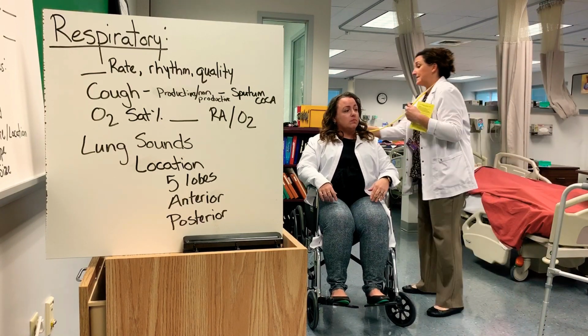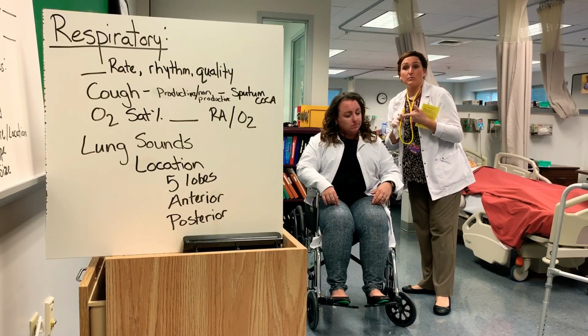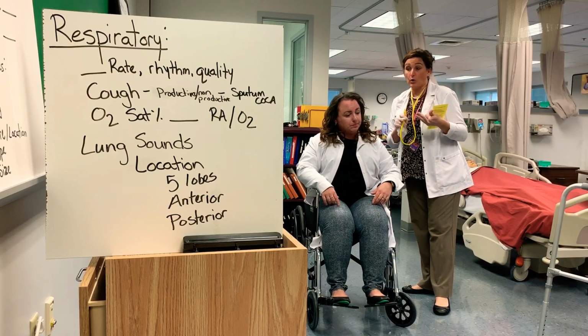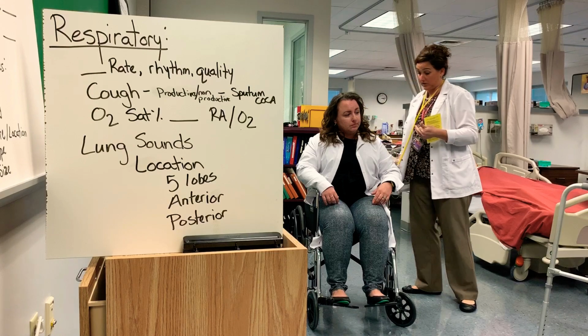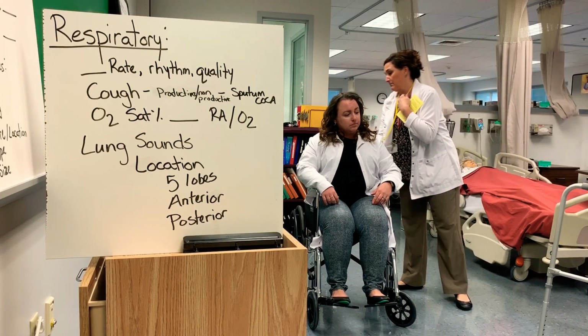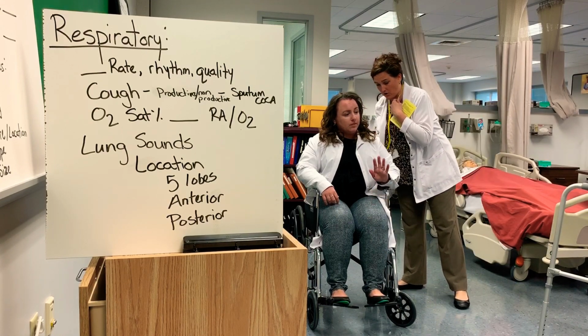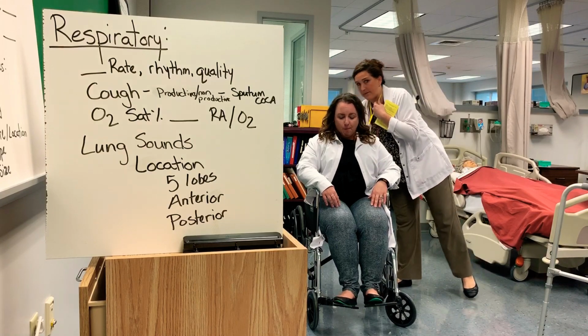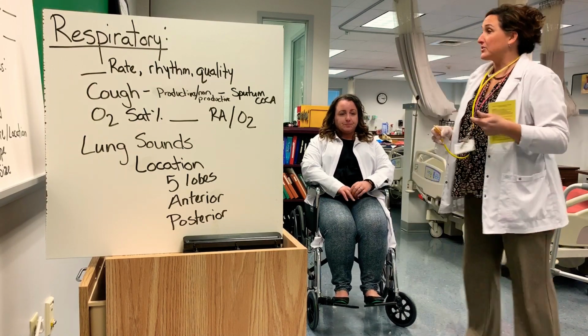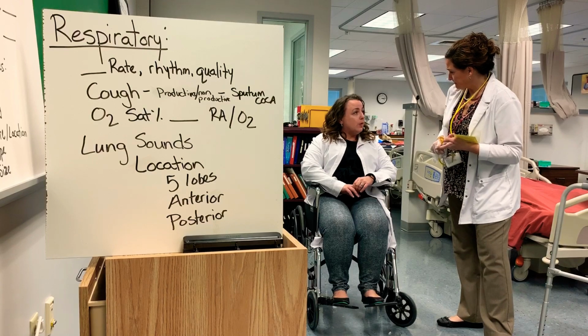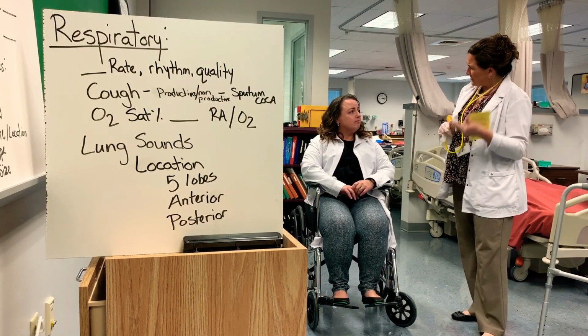But I would listen for anything abnormal, and if I say her lungs are clear in all lobes, they would have to be clear anteriorly, posteriorly, and laterally, okay? So I've listened to all my spots, and clear in all five lobes. I'm also gonna say, have you had any shortness of breath lately? No. No shortness of breath. Any cough? Do you cough ever?